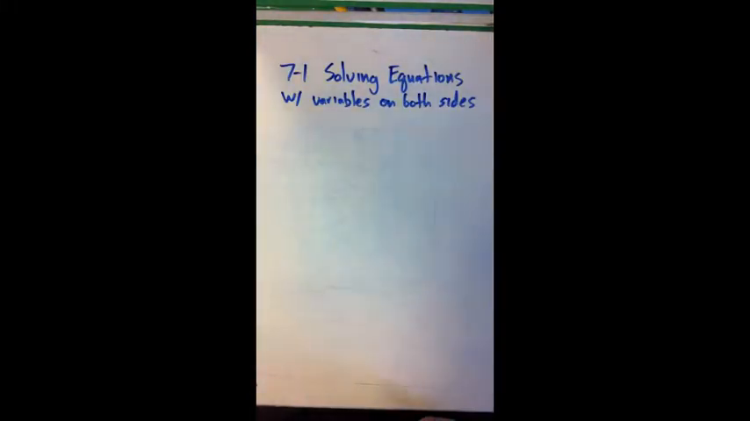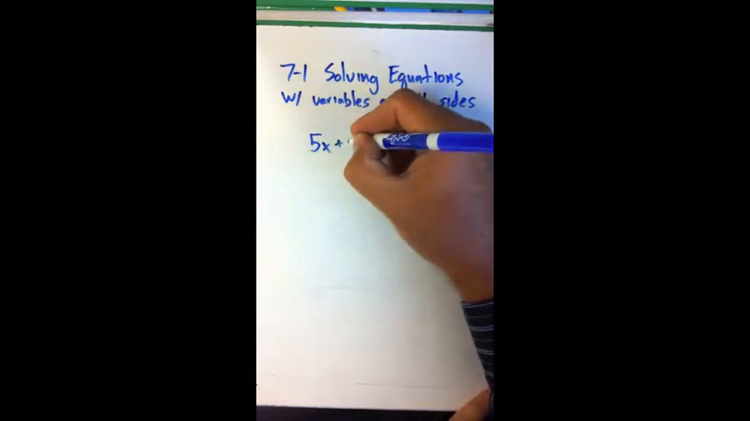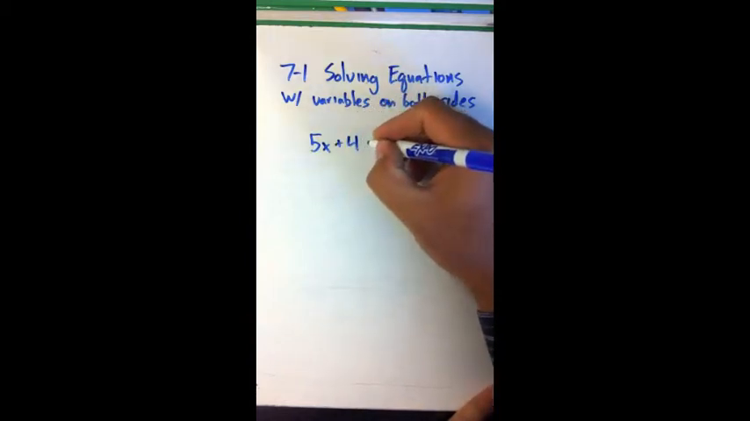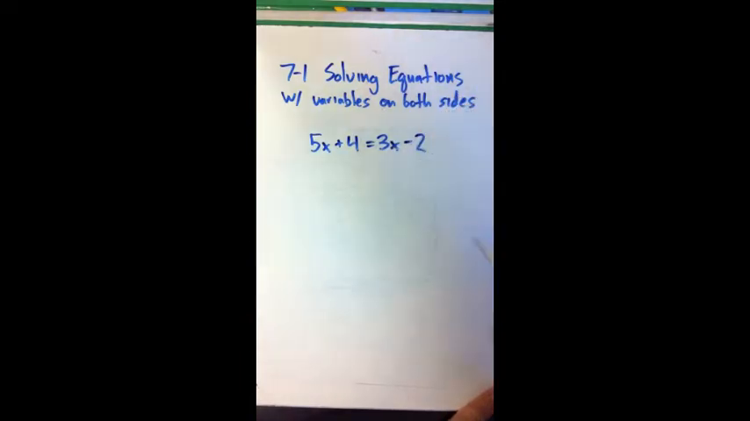Okay, what we're going to be working on today is 7-1, solving equations with variables on both sides. So let's get started with this problem right here. This is a very basic problem. 5x plus 4 equals 3x minus 2. Now what you'll see here that's different than other problems is you have variables on both sides.